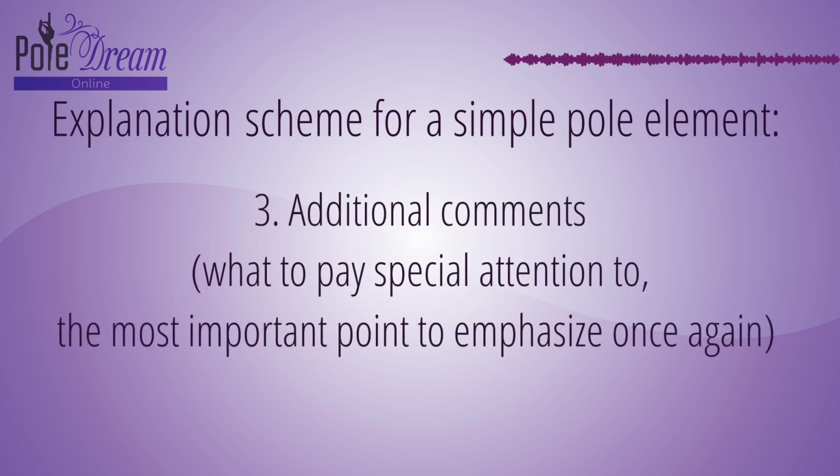And number 3 is additional comments. What to pay special attention to, the most important point to emphasize once again. For example, in the chair spin, you can pay attention to the circle swing. Your outside leg should swing in a circle, because mostly students just move the leg forward or to the side diagonally, but not from behind. The half of the circle from behind to the side is usually missed. That's why this is an important point to pay special attention to.